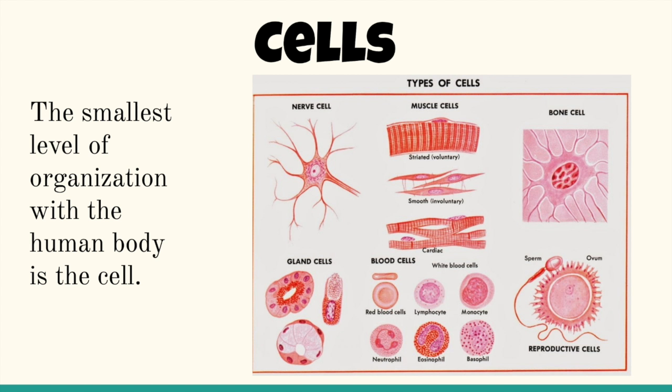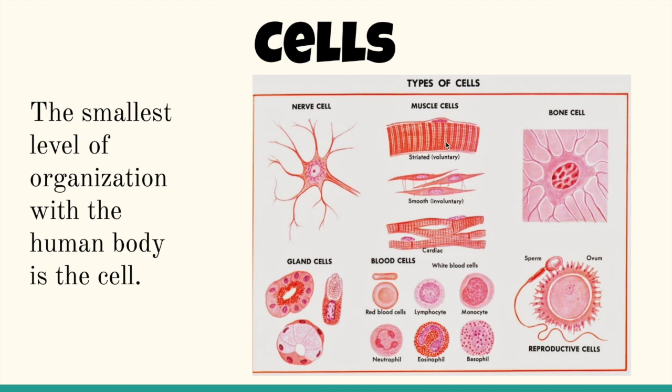So the smallest level of organization within the human body is the cell. This is your circular column on your paper. We have different types of cells depending on their job because we are multicellular. That means that cells perform different jobs. So we have nerve cells. We have actually 3 different kinds of muscle tissue.